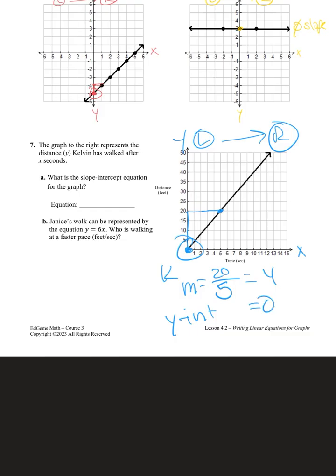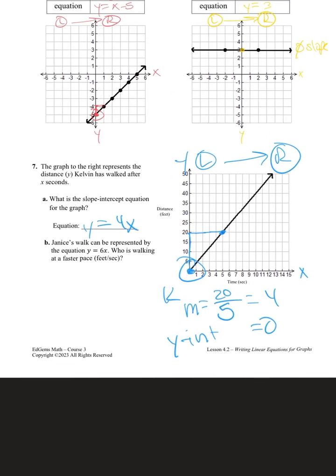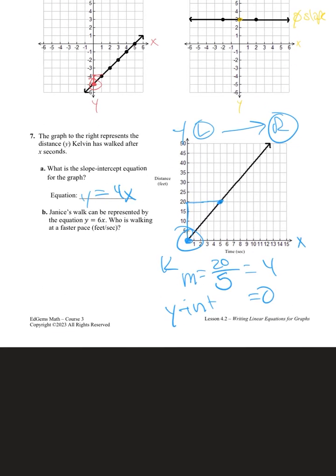So Kelvin's equation is y equals his slope 4 times x. And then for B, it says Janice's walk can be represented by the equation y equals 6x. Who is walking at a faster pace? So you've got two equations for part B, and let's use them.